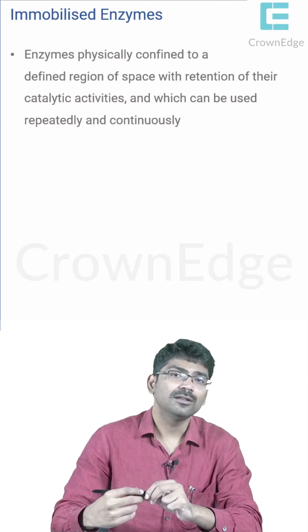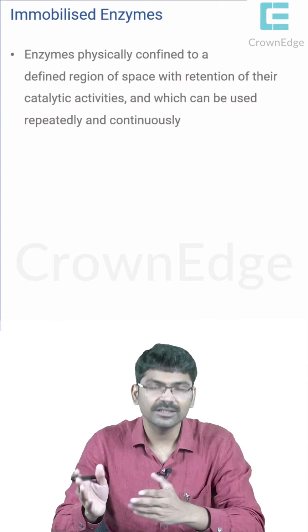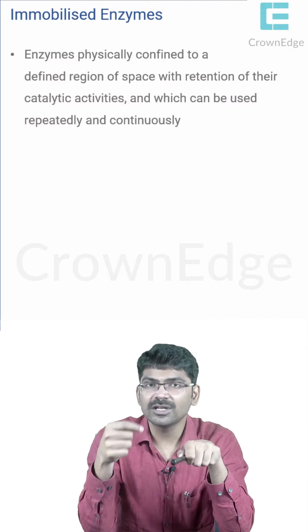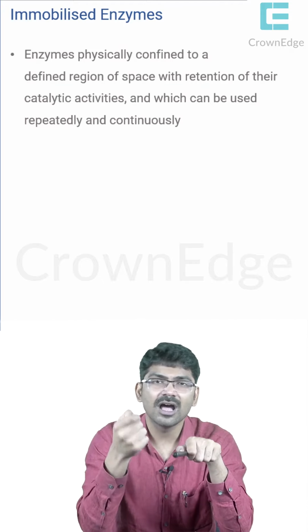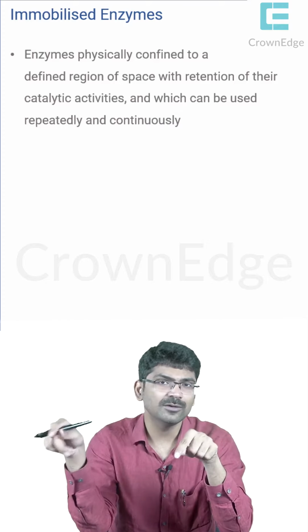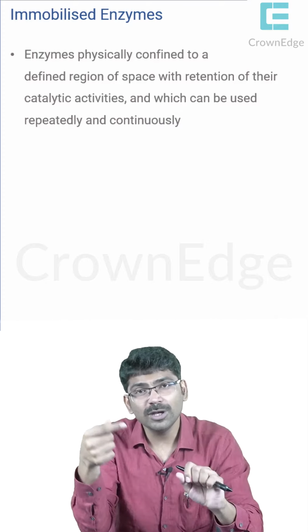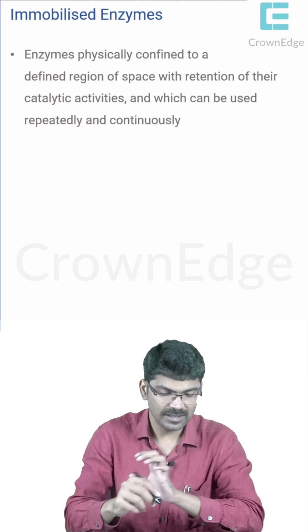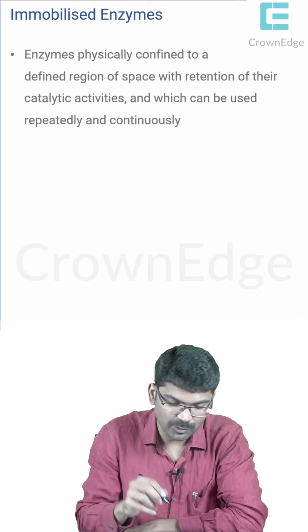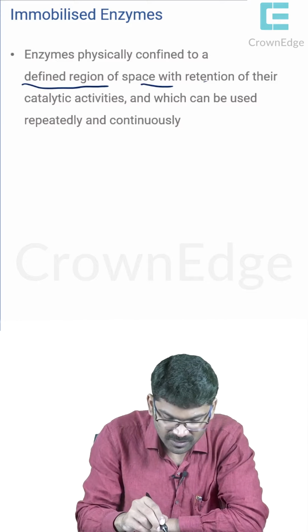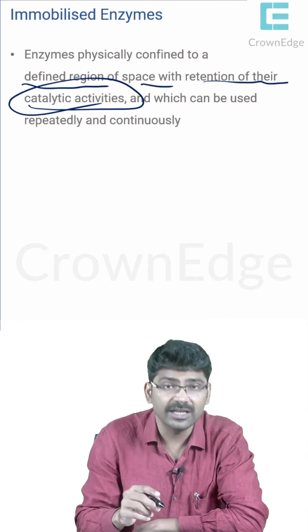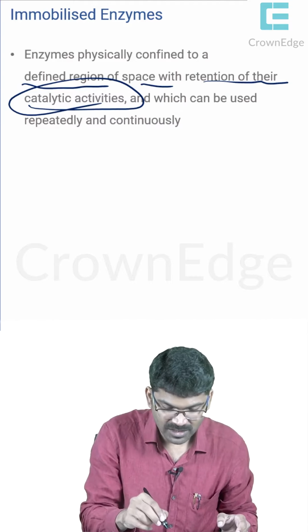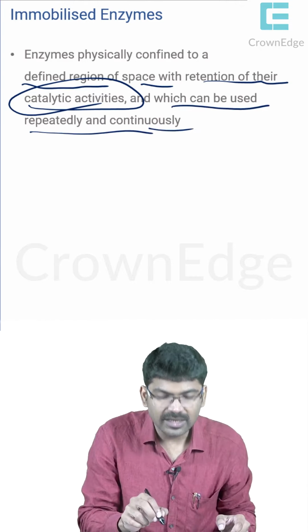Let's understand the role of immobilized enzymes. So far we have discussed the measurement of enzyme activity and how we use it for the diagnosis of disease. Now we are going to use enzymes which are immobilized in a particular place. Enzymes are physically confined to a defined region of space with retention of their catalytic activities. We need their activity, right? That catalytic activity should be retained, so they can be used repeatedly and continuously.